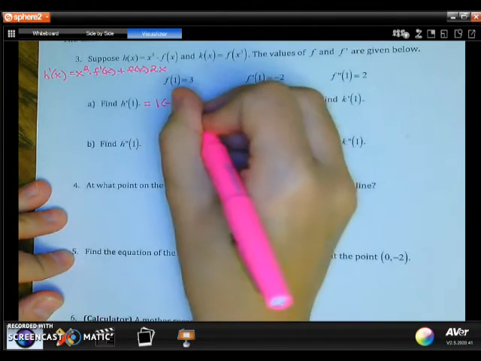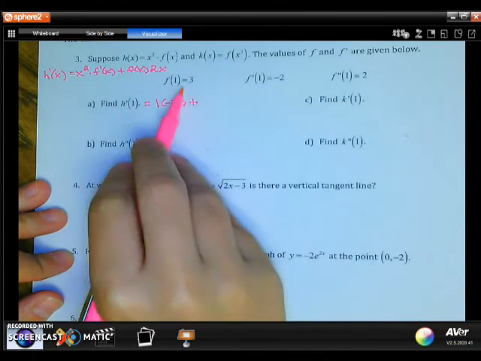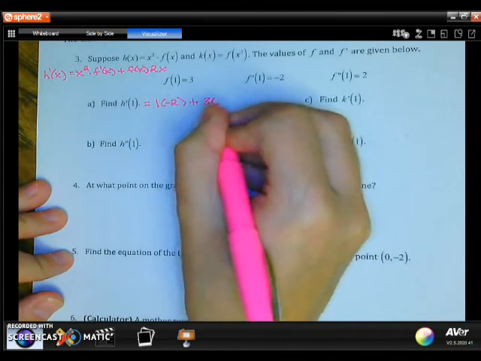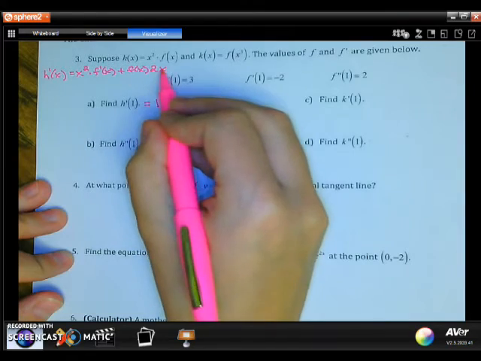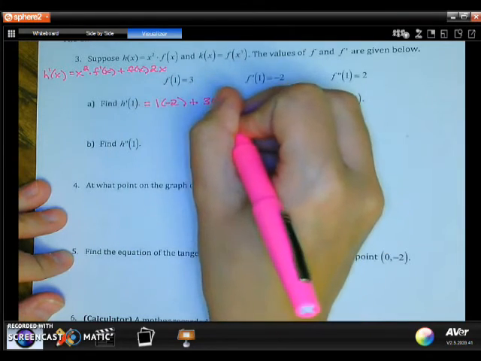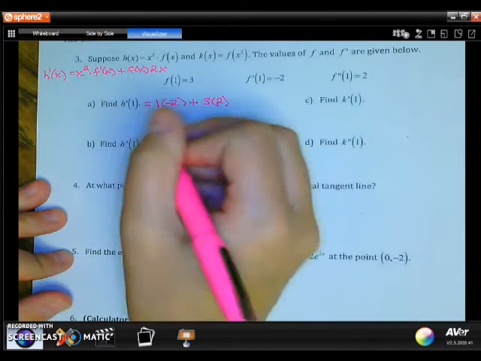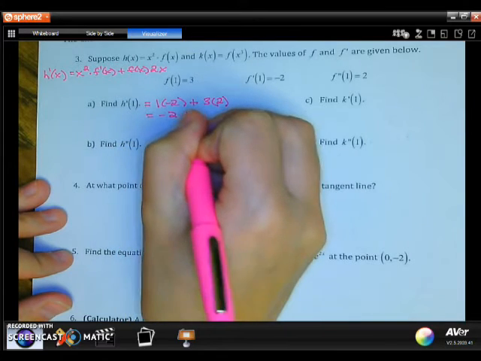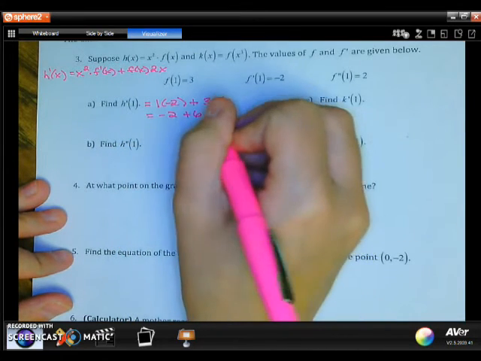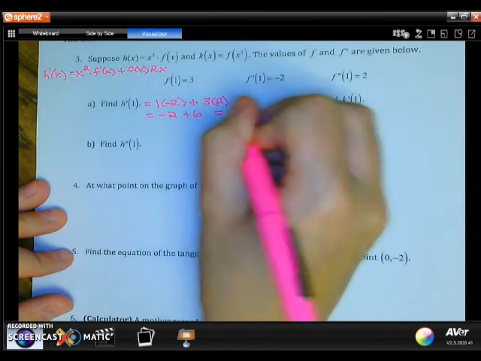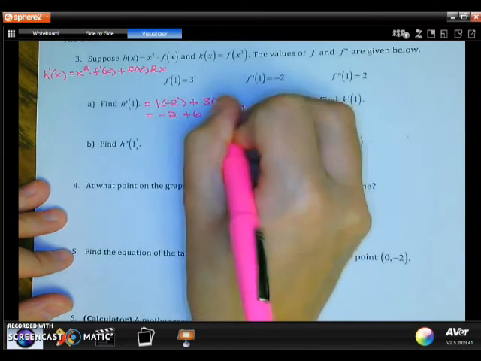And then plus f of 1, according to the chart, is 3. And multiplied by 2 times, if I plug in a 1 there, is 2. So for this, I'm going to get -2 plus 6. So my answer is going to be a +4 for my final answer there.